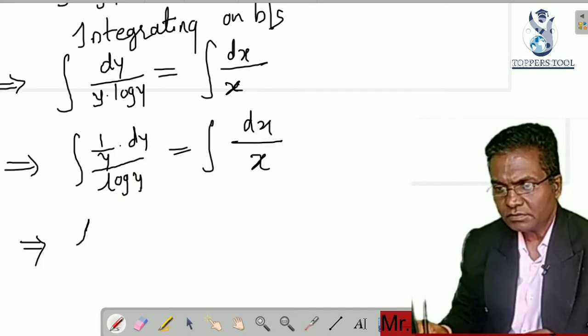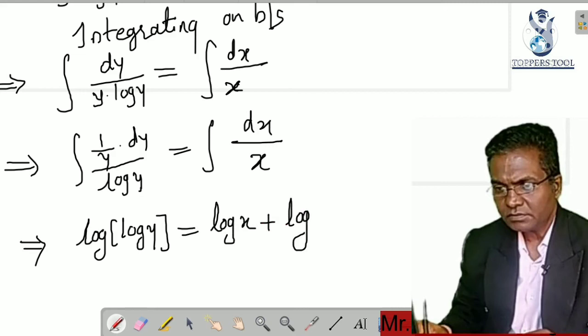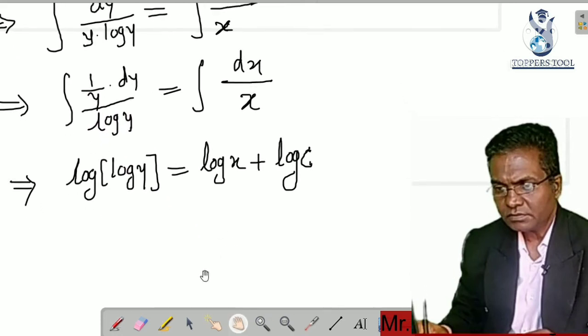So its integration is log of the denominator, that is log of log y. Integration of 1 by x is log x, and if all the terms are in terms of log, you can keep the constant also in terms of log. Got this? As I mentioned earlier, if numerator is the derivative of denominator, its integration is log of denominator. Same thing is here. So remember, very important thing.